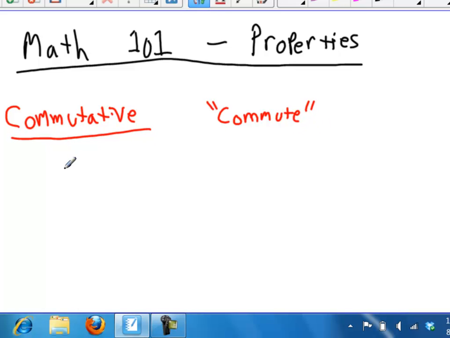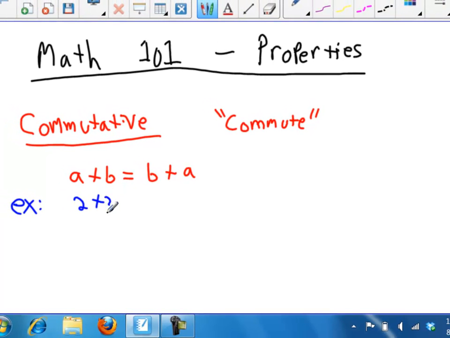So the commutative property of addition says A plus B equals B plus A. This is something you've known the whole time, you just haven't really known the name for it. So this is saying that 2 plus 3 is equal to 3 plus 2. And now let's put that in algebra, okay?